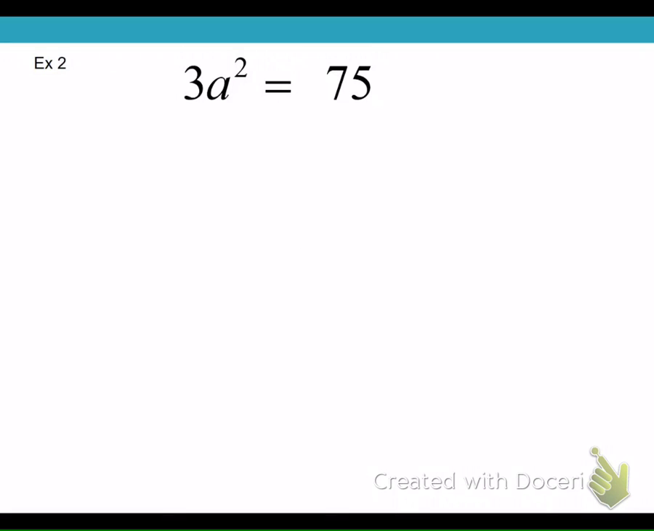This one's a little different because you see how the a squared part isn't by itself yet? It's being multiplied by 3. Hold on. We got to undo multiplying by 3. How do you undo multiplying by 3? Divide. Divide by 3. So we're going to start by dividing both sides by 3.